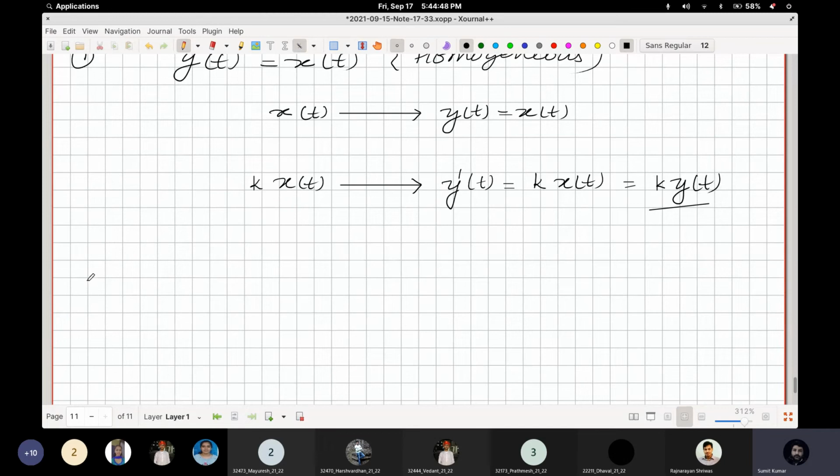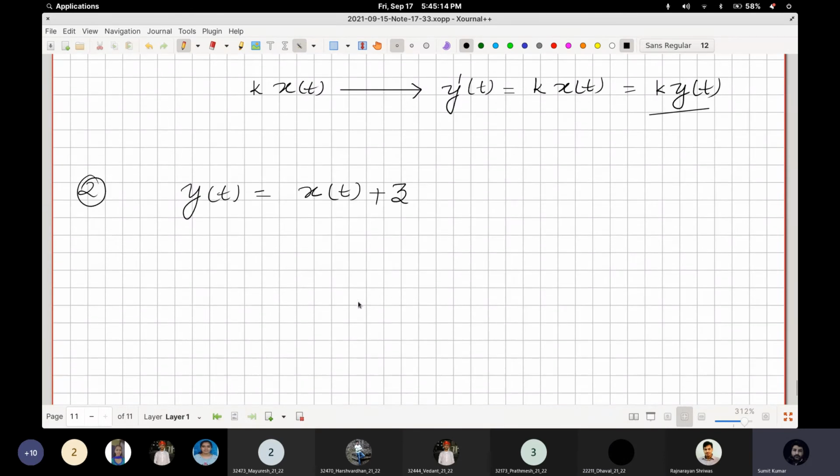Okay. Next, let me give you the second example. Yt is equal to xt plus 3. Tell me whether the system is homogeneous or not. Not. So this system is non-homogeneous. We are saying this system is not homogeneous.